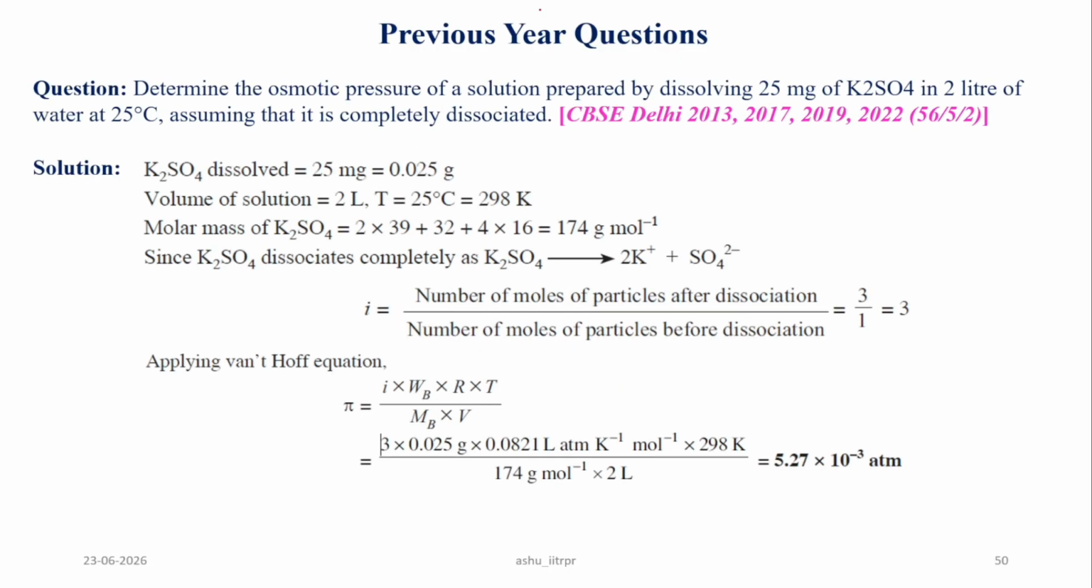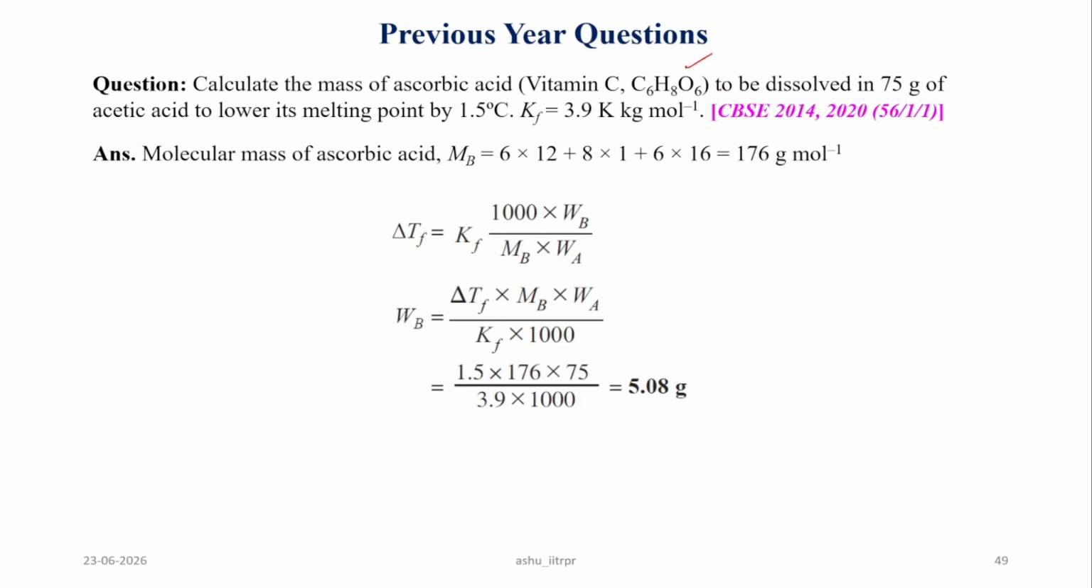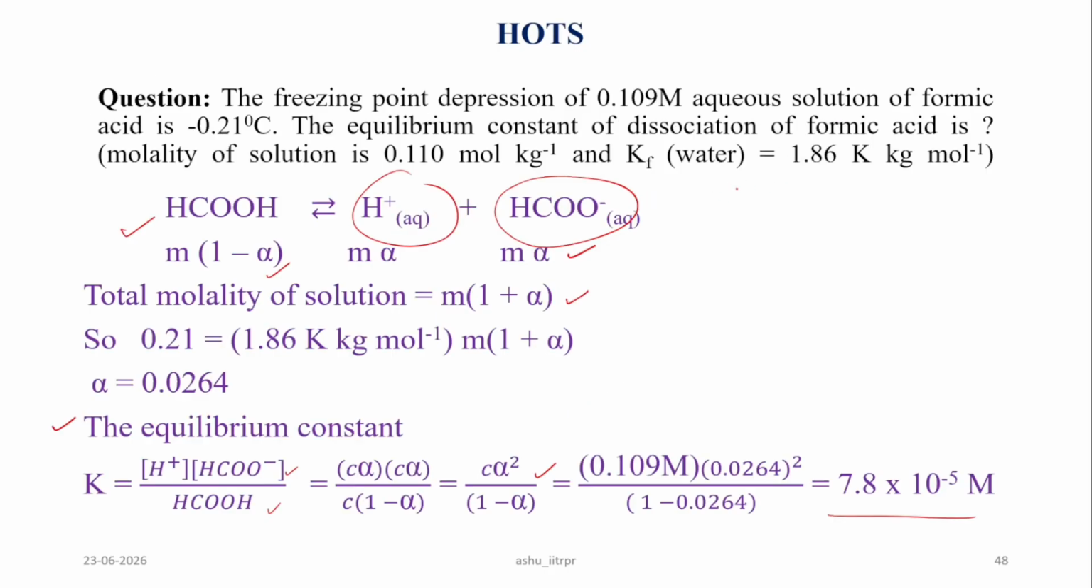Next, see 2013, 2017, 2019, 2022, very important. Determine the osmotic pressure of a solution prepared by dissolving 25 milligram of K2SO4. After the introduction of the Van 't Hoff factor, you will have electrolytes. Potassium sulfate is a very strong electrolyte. Similarly, in the previous one, vitamin C is an organic compound with no dissociation, so you can write i into Kf and put i equal to 1.